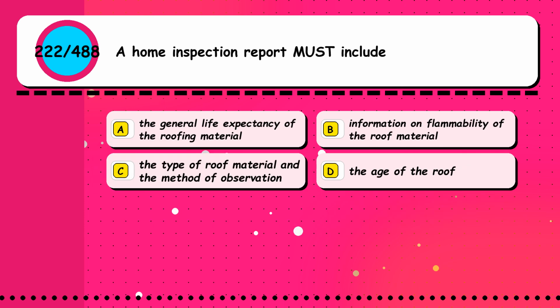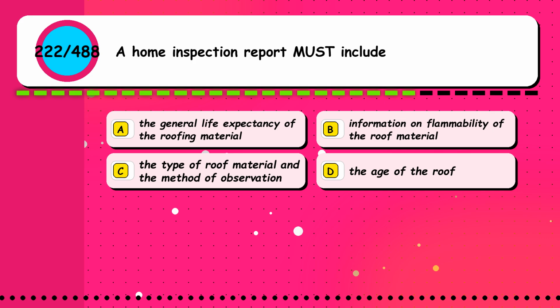Question 222. A home inspection report must include: Option A. The general life expectancy of the roofing material. Option B. Information on flammability of the roof material. Option C. The type of roof material and the method of observation. Option D. The age of the roof.